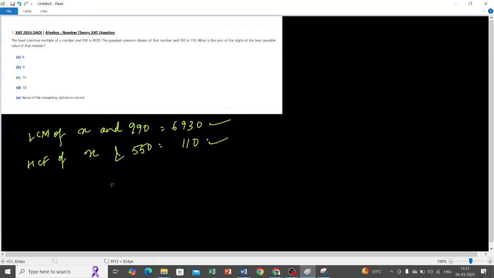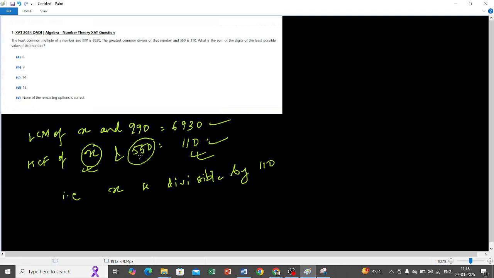Now we'll see one thing: if the highest common factor, or greatest common divisor, of x and 550 is 110, that means this particular number is divisible by 110, right? So that means x is divisible by 110, yes or no? X is divisible by 110.